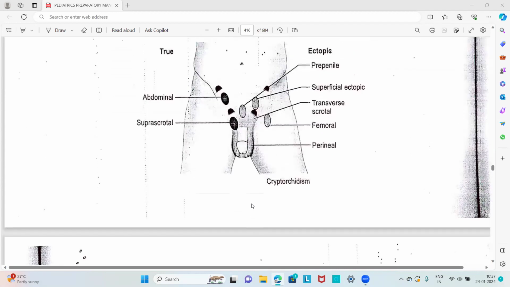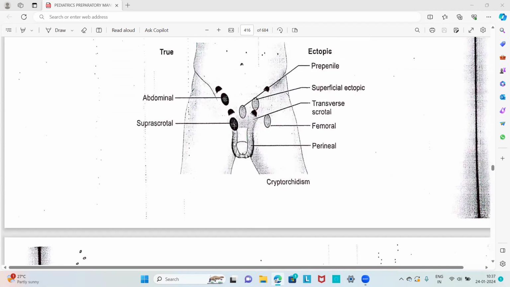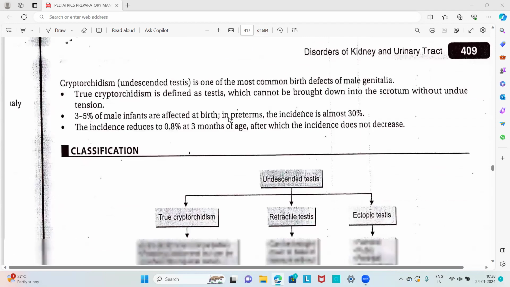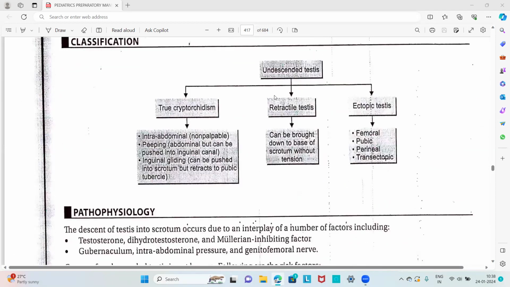Usually the testis has to descend down into the scrotum, but in certain conditions, as in birth defects, the testis does not descend into the scrotum. That results in the abnormal position of the undescended testis, also called cryptorchidism. There will be a classification of cryptorchidism: true cryptorchidism, retractile testis, and ectopic testis.